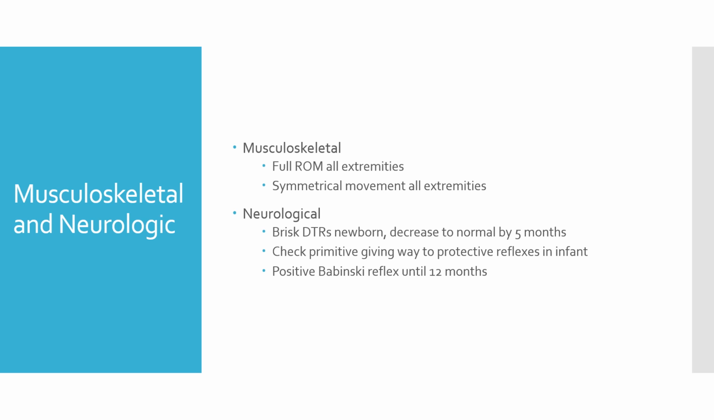Musculoskeletal and neurological. Musculoskeletal, we're just looking at full range of motion of all of our extremities, and whether those ranges of motion are symmetrical. Neurological, I think the biggest thing is just those reflexes. If you have the opportunity to practice some of those reflexes with your kiddos at Children's, I would definitely take advantage of it. You're probably not going to see the nurse do it very often unless there's concern for it.